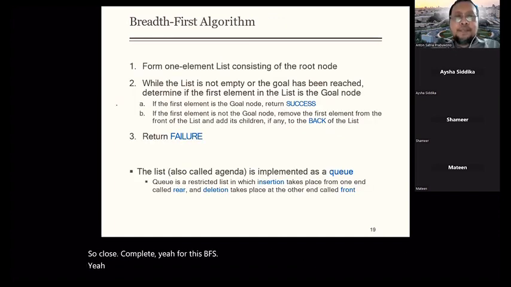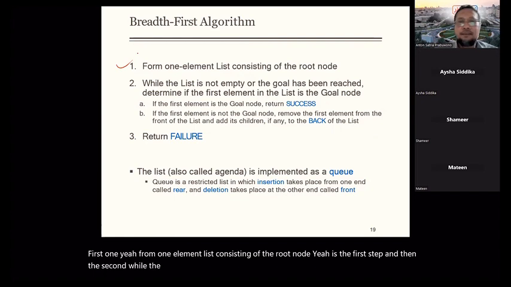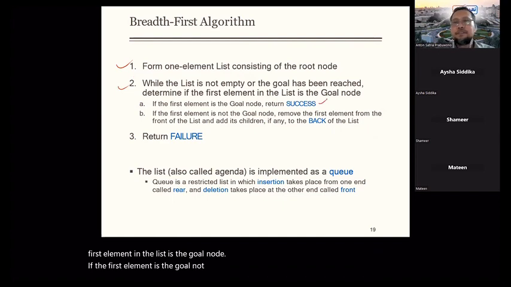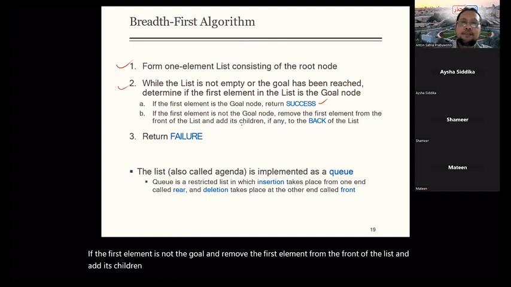And then the breadth first algorithm. The first step: form a one-element list consisting of the root node. Second, while the list is not empty or the goal has not been reached, determine if the first element in the list is the goal node. If the first element is the goal node, then return success. If the first element is not the goal, remove the first element from the front of the list and add its children, the branches. This is the same meaning.